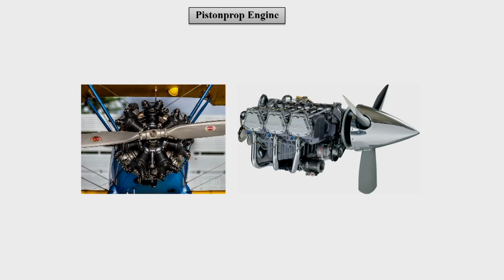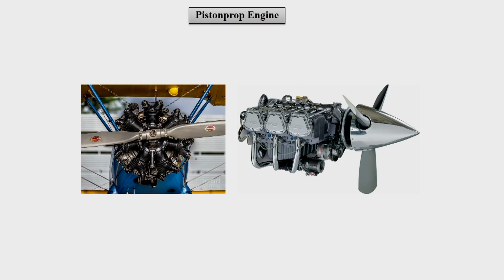So first is the piston prop engine. The piston prop engine is not exactly part of this portion of the course, where we are studying the gas turbine cycle, but obviously it is part of the present course where we are studying IC engines and gas turbines. Here, the internal combustion engines which run using a cylinder and piston arrangement are used to drive the propeller.